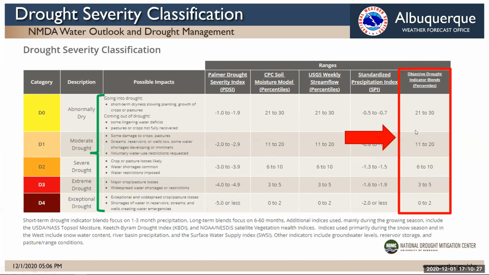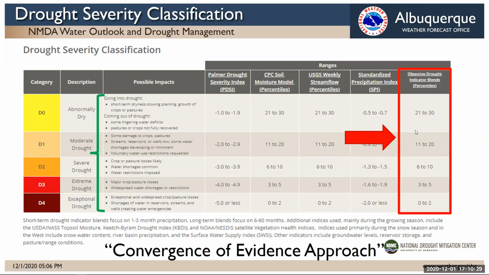The convergence of the data, which means a convergence of the evidence approach, looks at the objective data and some impacts, but by and large, the objective data has to support it. I think that's very important, because a lot of these impacts could have human issues behind them. For example, shortages of water in reservoirs, streams, and wells, creating water emergencies. There could be various human-caused reasons for those shortages, depending on management techniques, over pumping, various things. So we look at all sorts of data, the convergence of the evidence. If we lay everything out, where does it stand? But that's the driving force behind the U.S. Drought Monitor, the objective drought blends, not the possible impacts.